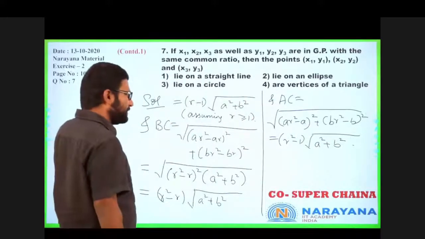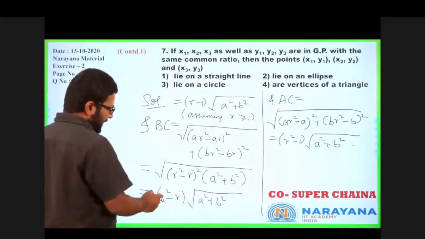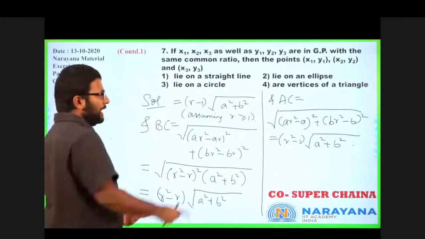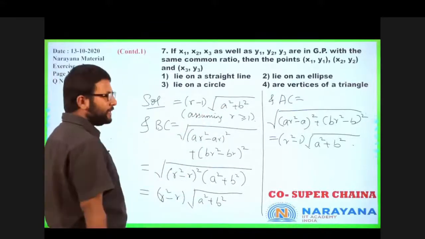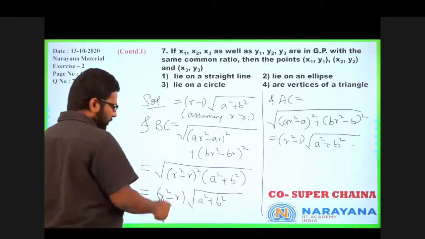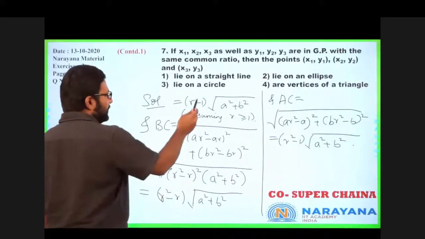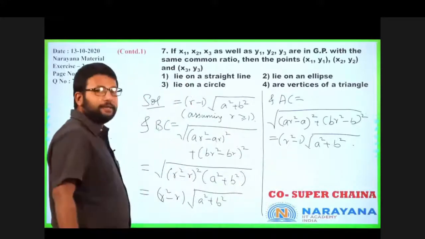Okay, now observe all the expressions. This is R minus 1 into root A square plus B square. R square minus R into root A square plus B square. If I add these two, what happens? Root A square plus B square will be common. Take it out. R minus 1 plus R square minus R. R will get cancelled. You will get R square minus 1 into this number. So R square minus 1 into this number.